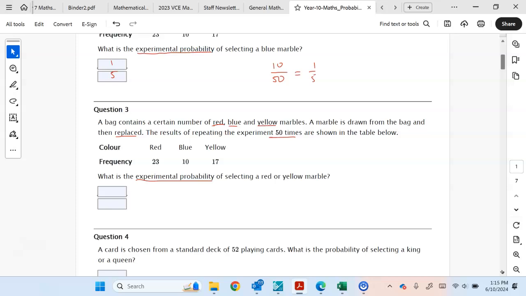This time we want a red or a yellow, so we could add them together. We've got 23 over 50 plus 17 over 50, which gives you 40 over 50. Or we could just do 1 minus what we don't want, which is blue, and we get 4/5. So either way you get 4/5.